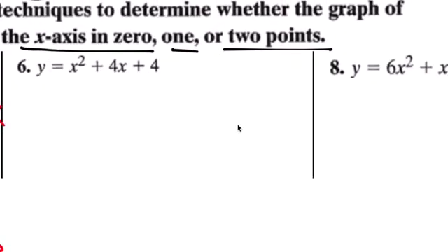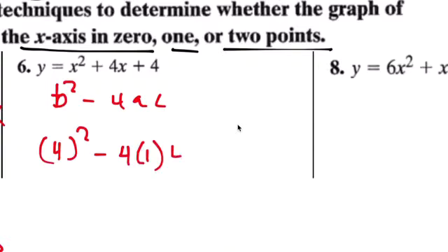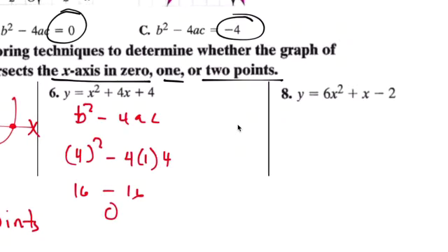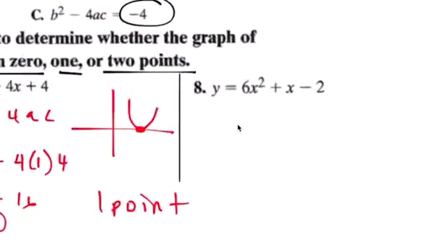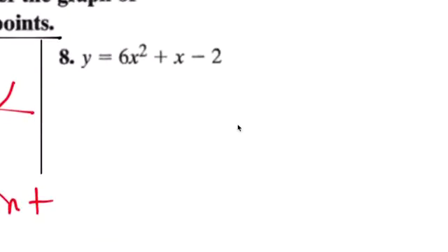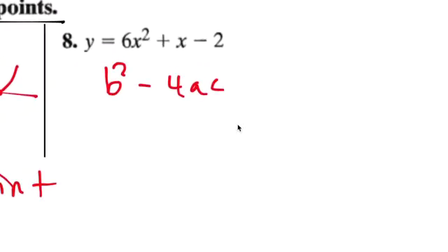The discriminant is b squared minus 4ac. b is 4, squared, minus 4 times 1 times c, which is 4. 16 minus 16, 0. So it intersects at 1 point, or what I call one solution. So it could intersect one time right there like that. It's a positive, so it's going up. All right, so b squared minus 4ac. Okay, that's called the discriminant.